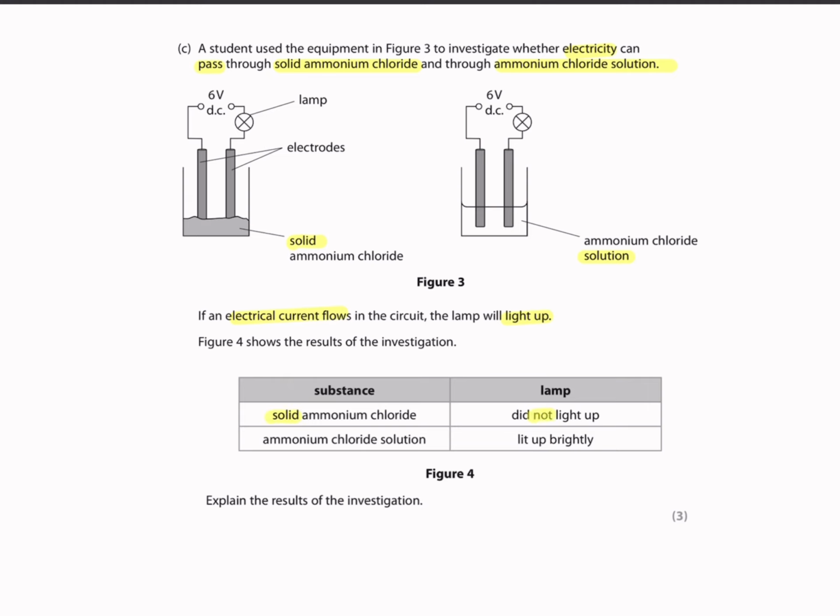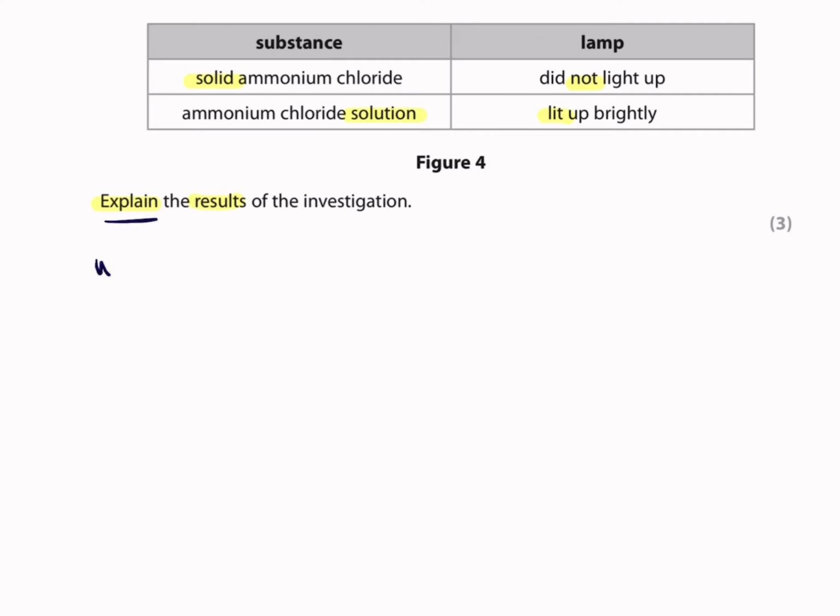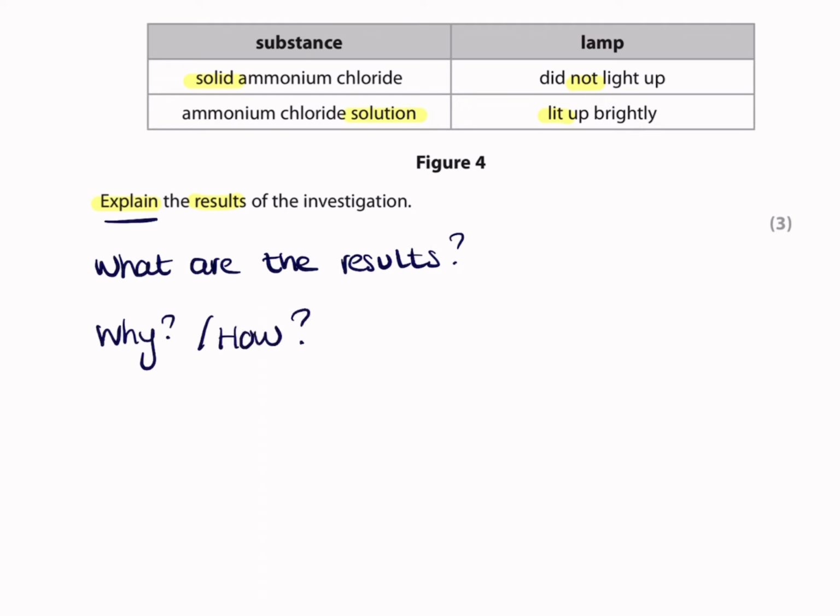So we've got solid ammonium chloride did not light up, and the solution, the lamp did light up, and we need to explain these results. So remembering that word, whenever you've got an explain, the explain is when we need to say, well, what are the results? And then why or how. So you need to make a point and then justify it, then explain it, if you will.